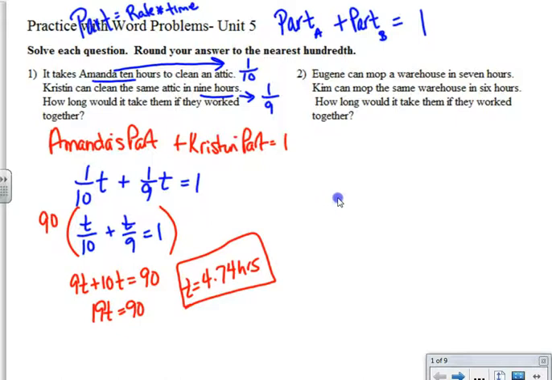I don't think I'm going to set that one up for you guys. Let's move on to the next question, because I think part of your homework is going to be to finish this packet.